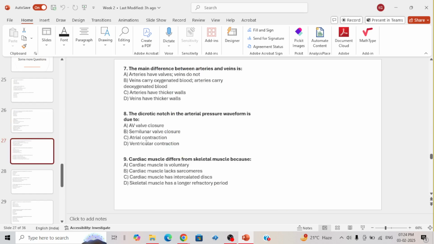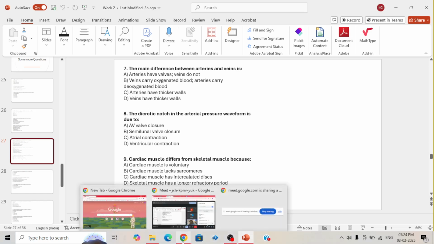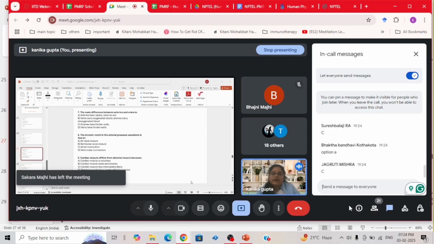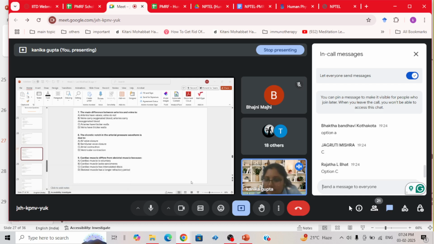चलिए जी. Next question is, cardiac muscles differ from skeletal muscle because, you have these four options. Just tell me the answer. This is for question 9. Okay, we are getting different answers. Let's read out the options. Cardiac muscle is voluntary, which we know it is not. It is involuntary. Then cardiac muscles lack sarcomere, which is not possible. Otherwise, how will it contract? Cardiac muscles has intercalated disc. This seems right. Okay, so whoever has written C, the answer is correct.